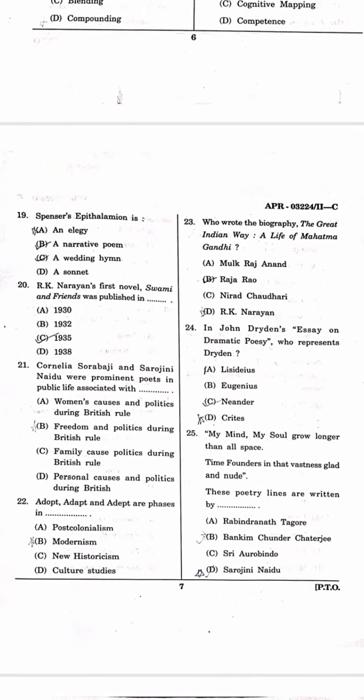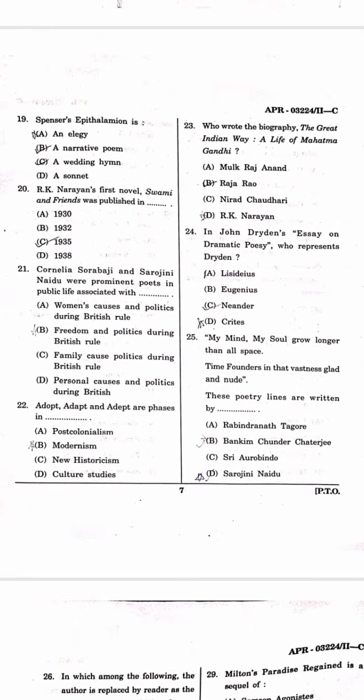Question number 19, Spenser's Epithalamion is a wedding hymn. Option C is the correct one. Question number 20, R.K. Narayan's first novel Swami and Friends was published in 1935. Option C is the correct one. Question number 21, Cornelia Sorabji and Sarojini Naidu were prominent poets in public life associated with freedom and politics during the British rule. Option B is the correct one.